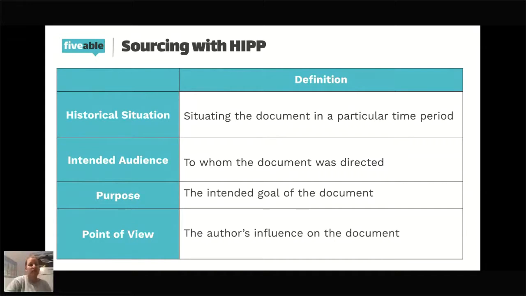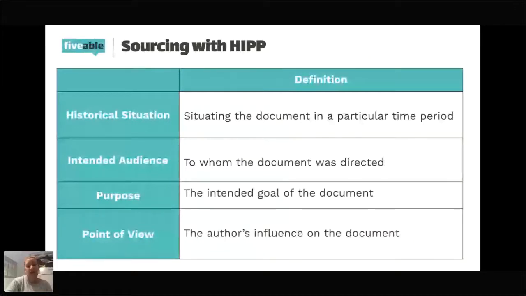use the one that is most glaringly obvious. If you're reading a document, you're like, wow, this historical situation is really, really important to know this document about what's going on, or I know something about this intended audience a lot, go with what's easiest.